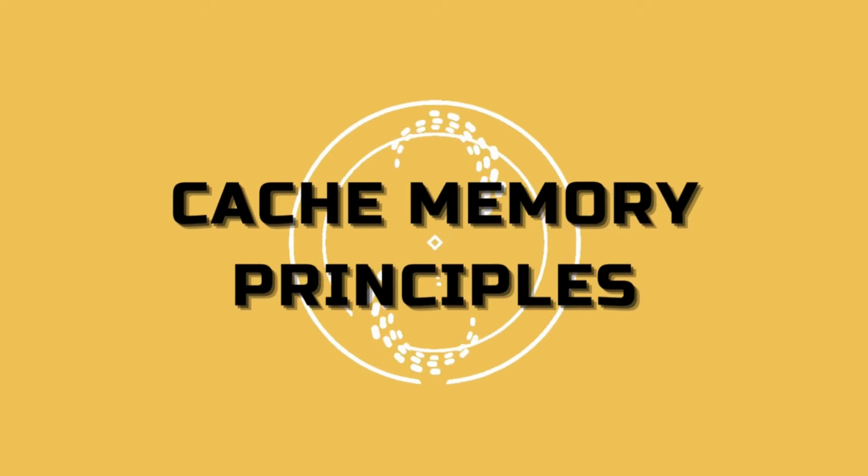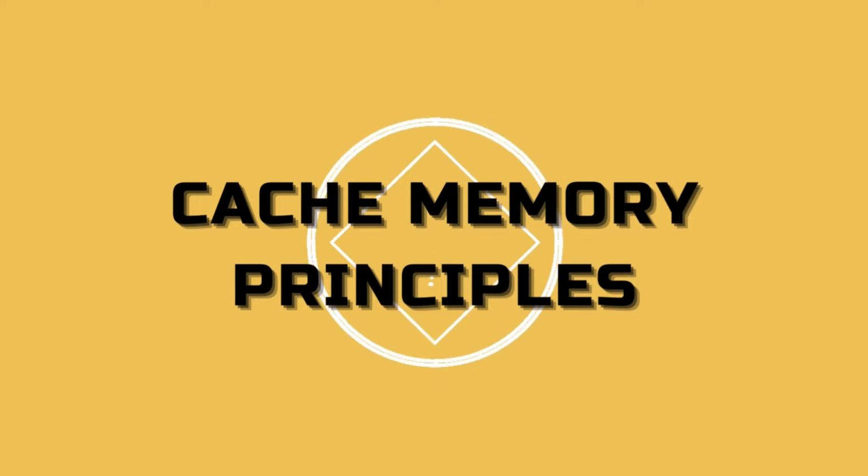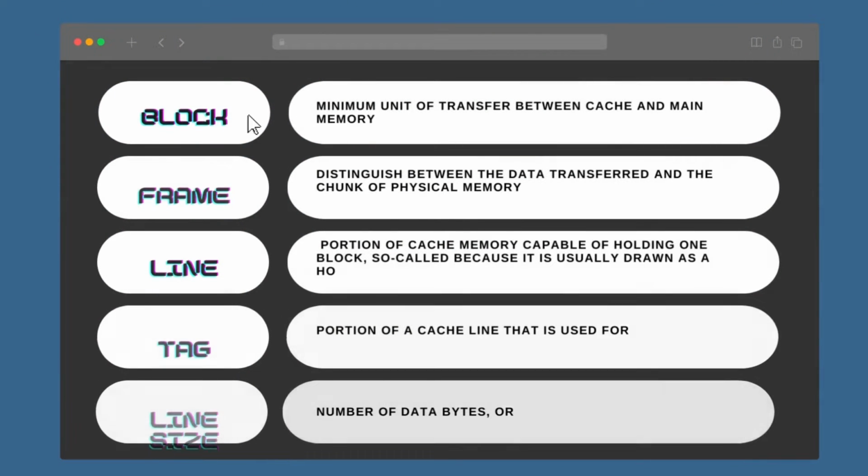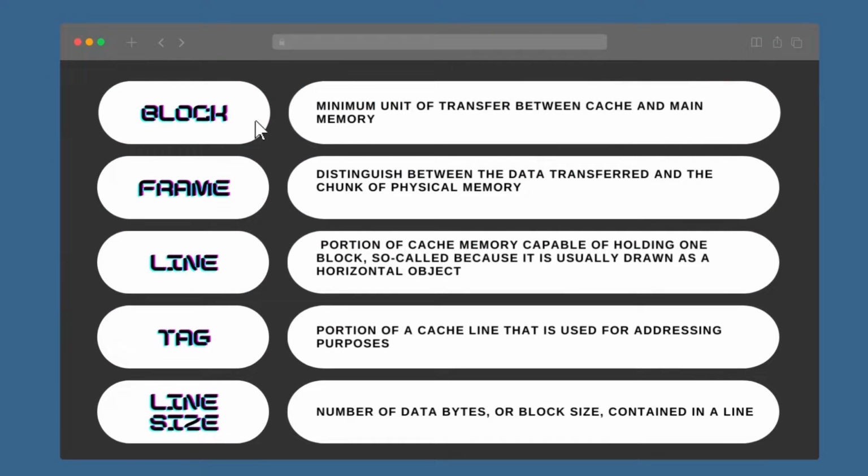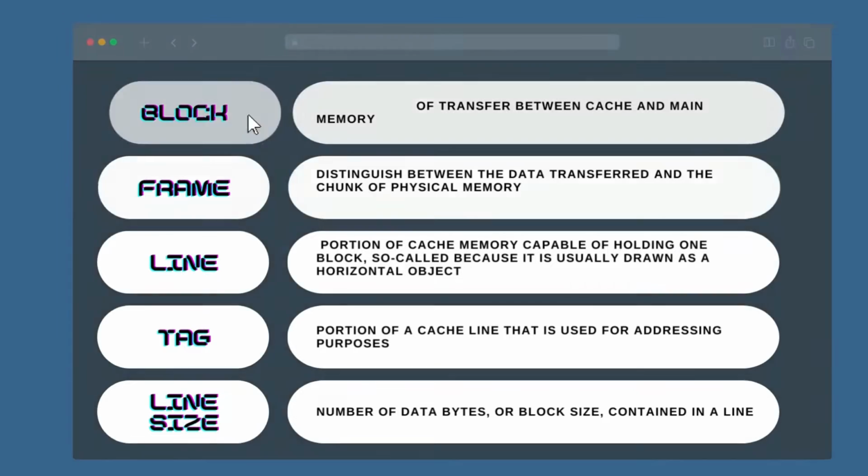Now, I will explain a little bit on cache memory principles because they will be used frequently in the next part. They have block, frame, line, tag, and line size. Block is the minimum unit of transfer between cache and main memory. Frame distinguishes between the data transferred and the chunk of physical memory. Line is a portion of cache memory capable of holding one block. Tag is a portion of a cache line that is used for addressing purposes. Line size is the number of data bytes, the block size, contained in a line.